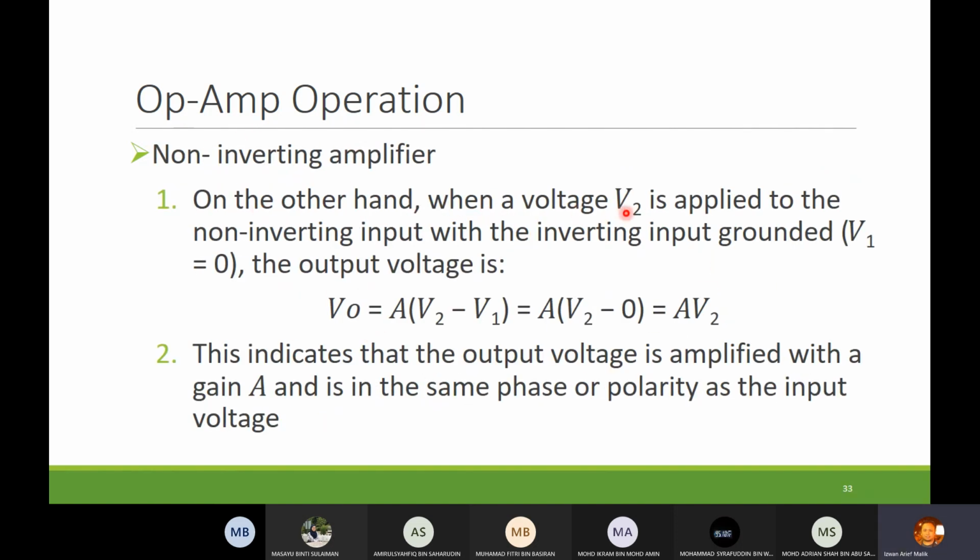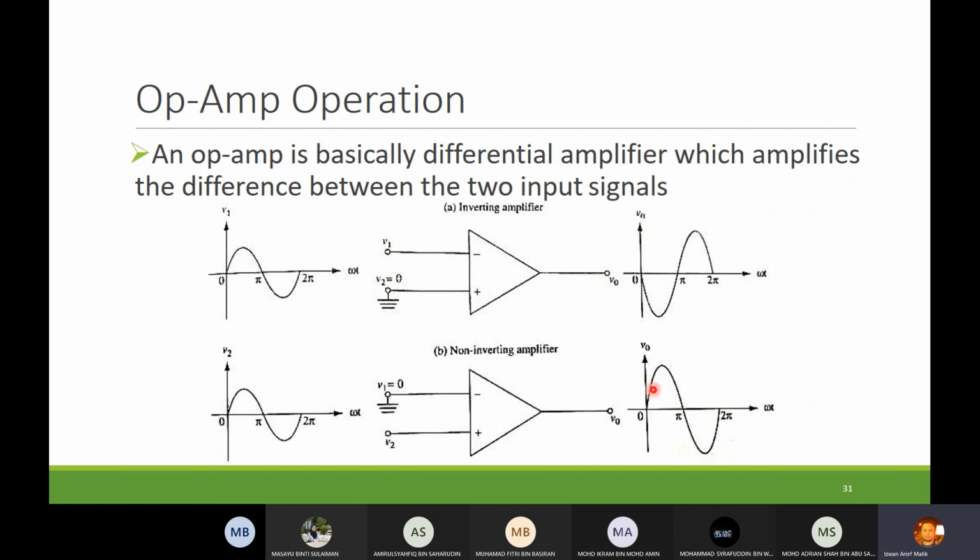Non-inverting, when the voltage V2 is applied to the non-inverting input with the inverting input grounded. So V1 equivalent to 0. So VO equals A (V2 minus V1). So V2 minus zero, so we get AV2. This indicates that the output voltage is amplified with gain A and it has the same phase or polarity as the input voltage. So we get the same phase. Okay, the output waveform has the same phase as the input waveform.